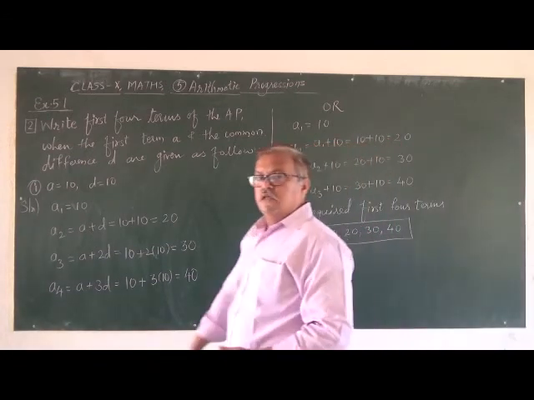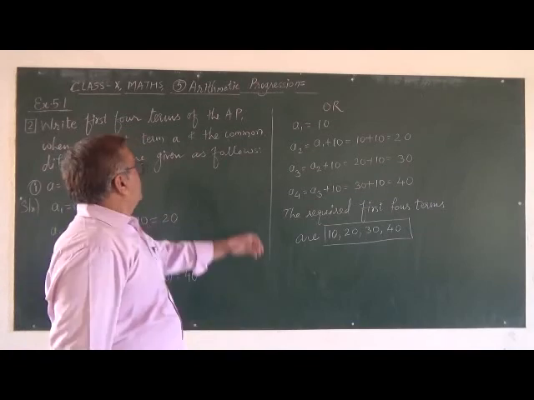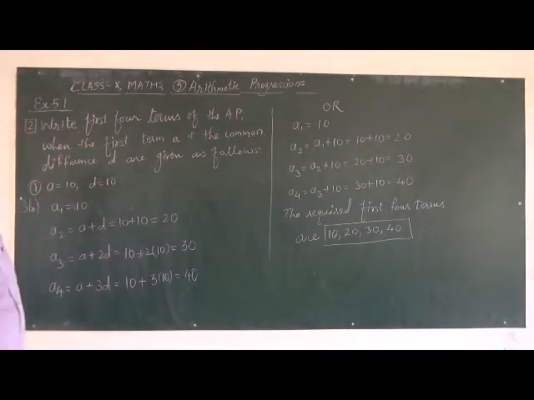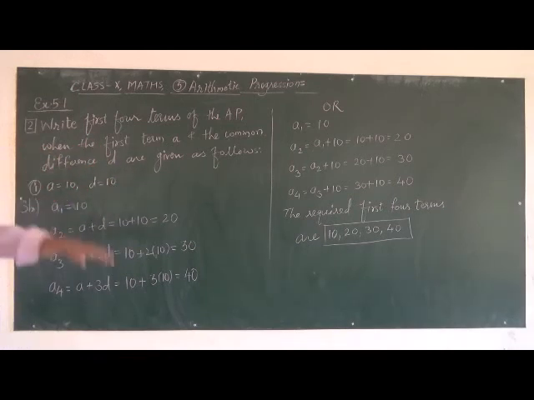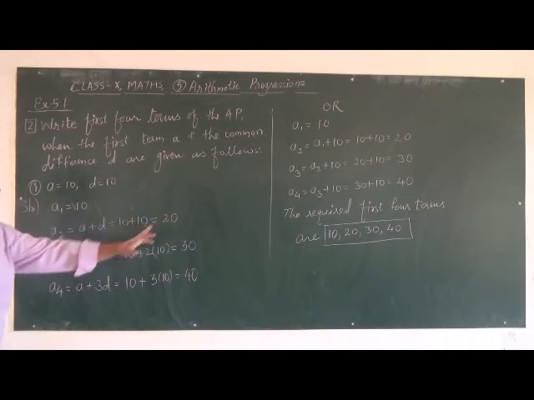Let us see the second question of exercise 5.1. Write the first 4 terms of the AP when the first term A and the common difference D are given as follows. First sub question, A is 10, D is 10. This is one method. A is the first term, so A1 is 10. A2 is A plus D. The general form is given, we have seen in the beginning. A plus D, so 10 plus 10, 20.